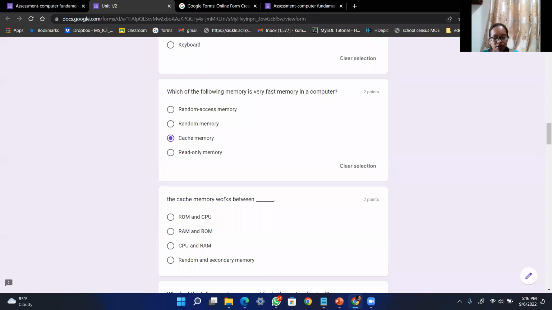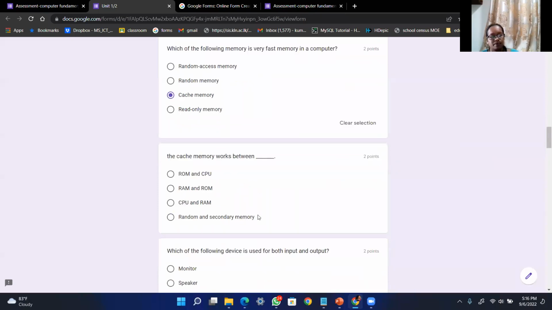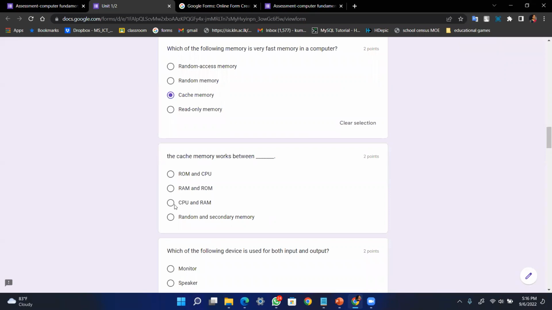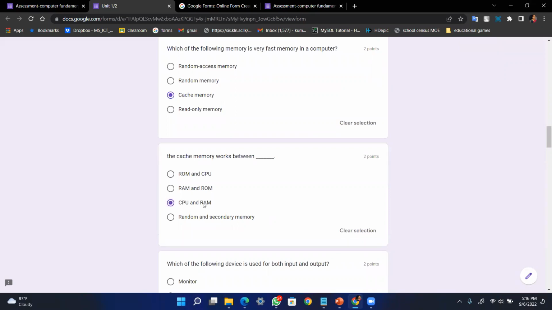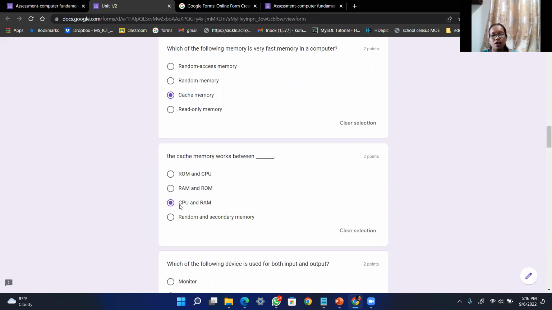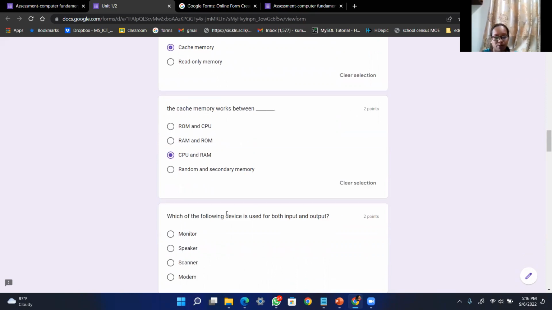The cache memory works between the CPU and RAM, where it normally resides. Yeah, it's very close to the CPU rather than RAM. The RAM is somewhat far away from the CPU, but the close one is the cache memory.